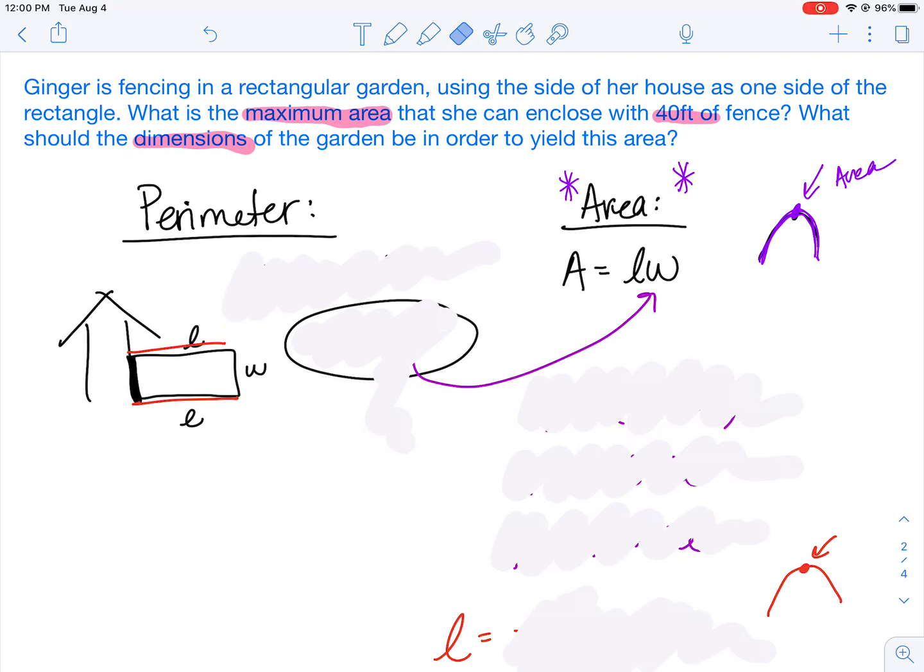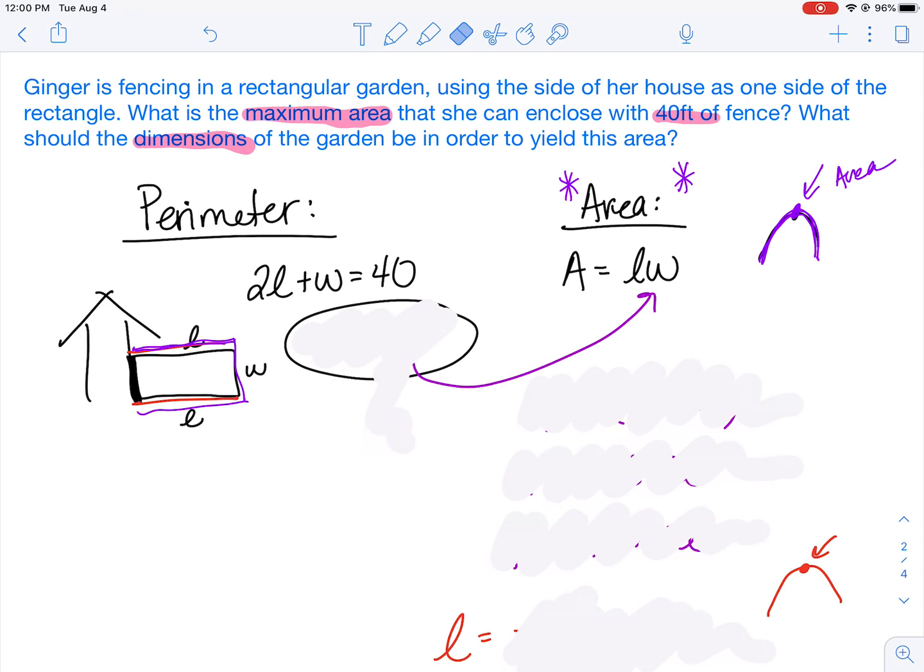And I do know that she has 40 feet of fence. So if you think about it, fence is going to go along the length, along the width, and along the other length. So kind of like a perimeter, just not all 4 sides, only 3. So on this picture, I would have 2 lengths plus 1 width, and I know that should be a total of 40 feet of fence. She can't go any more than that because that's all she has. So I can use the idea of perimeter and set up a secondary equation.